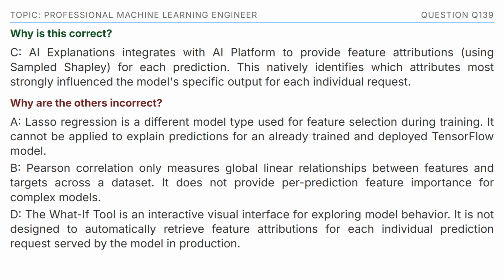A. Lasso regression is a different model type used for feature selection during training. It cannot be applied to explain predictions for an already trained and deployed TensorFlow model. B. Pearson correlation only measures global linear relationships between features and targets across a dataset. It does not provide per prediction feature importance for complex models. D. The What-If tool is an interactive visual interface for exploring model behavior. It is not designed to automatically retrieve feature attributions for each individual prediction request served by the model in production.